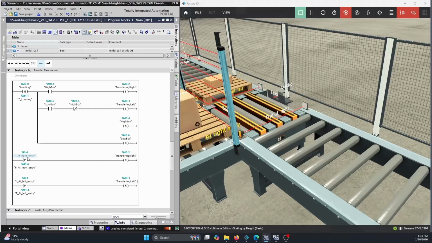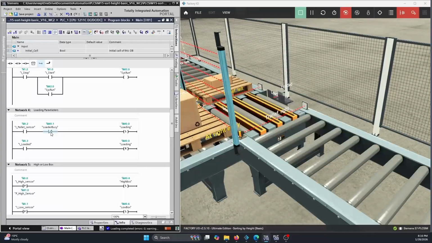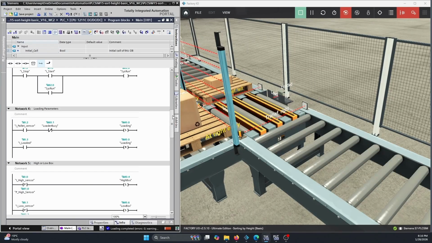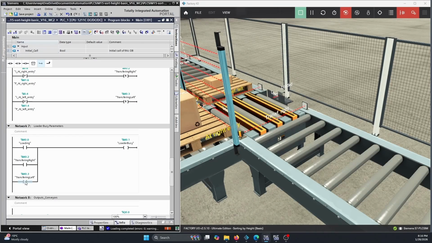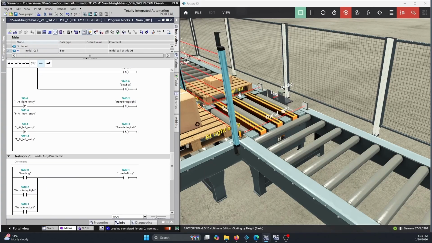Okay, let's see if I've got at right, transferring right, at left, resetting, transferring left. Okay, good. So those guys will deal with our loading. So loader busy, right? The loader is busy if it's loading, transferring right or transferring left. And as soon as it passes these sensors right here, it will go back to a 1. So that transfer from a 0 to a 1 will then reset transferring right and transferring left. And the next guy should be able to come in.